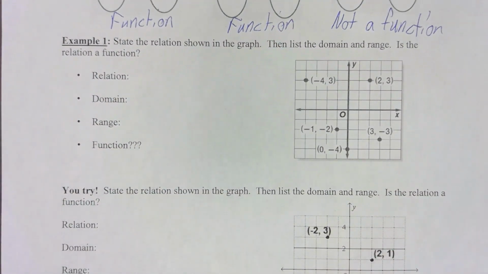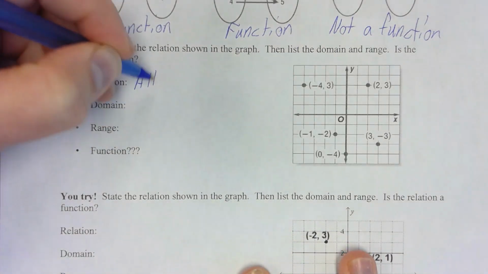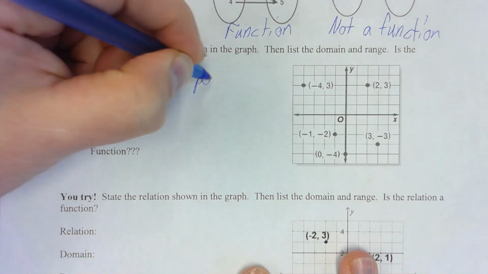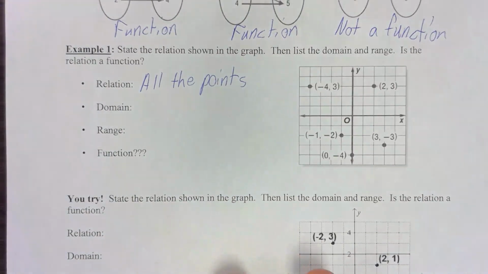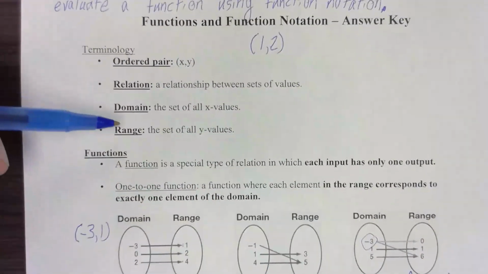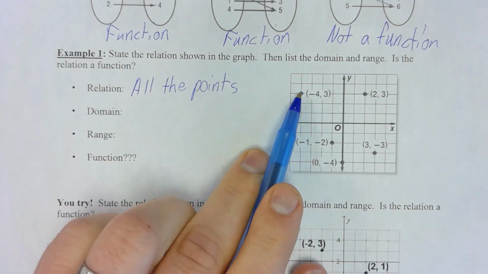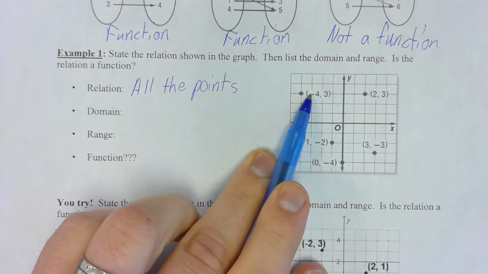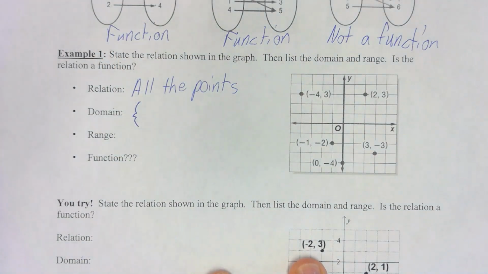It asks us to state the relation shown in the graph, then list the domain and the range. Is it a function? Okay. The relation here is all the points. When you put the points together, it's a relation, okay? Well, what's the domain? The domain is the set of all x values. In this case, since there are just points, I'm just going to write down all the x values.